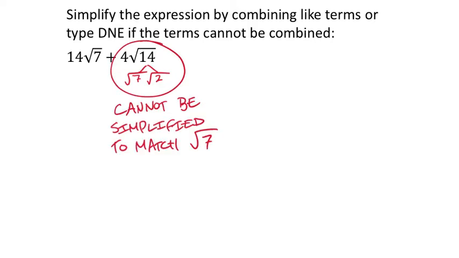And we can't get this to match the square root of 7. Now, you could say, well, can you just do 4 times the square root of 2 times the square root of 7? You could, but then you still have another square root in there, and the square roots don't match. It's the square root of 14. So as soon as we see that this can't be simplified anymore to match that square root of 7, we'll just put in D and E. That's part of the instructions there.